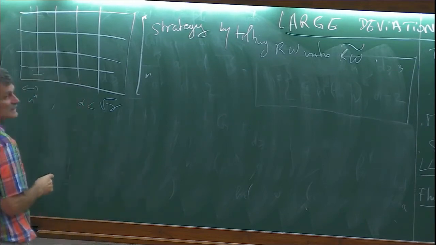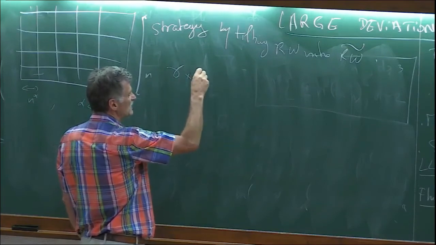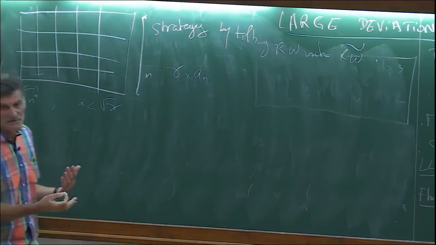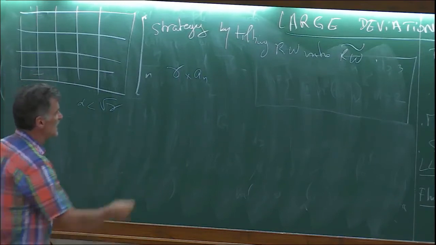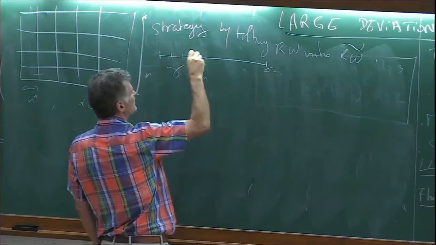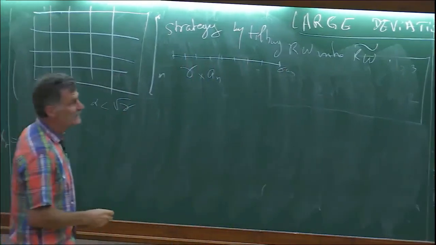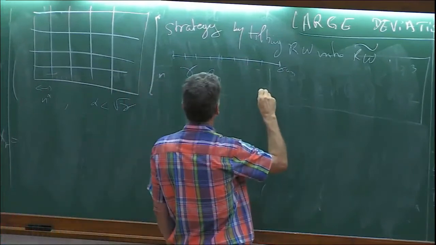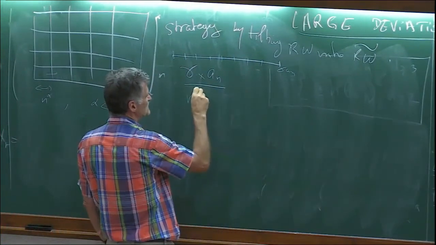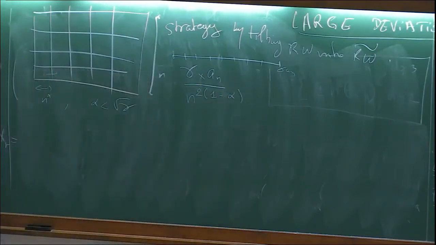I will look at my full time, which is gamma less than 1 times a_n. And I divide the full time into equal times. So that's my full time, and I divide it into as many boxes as we have. So this is the full time divided by the number of boxes, which is n to the power alpha.